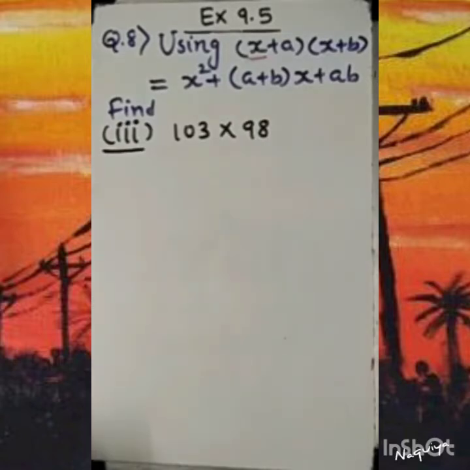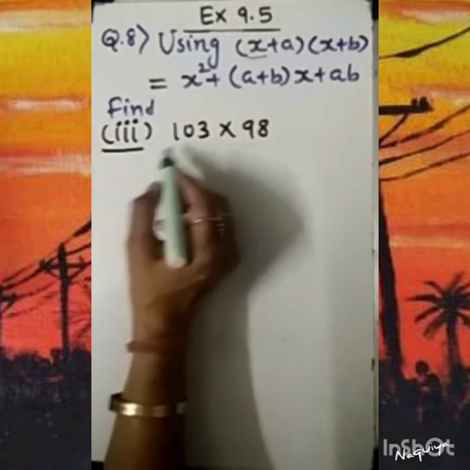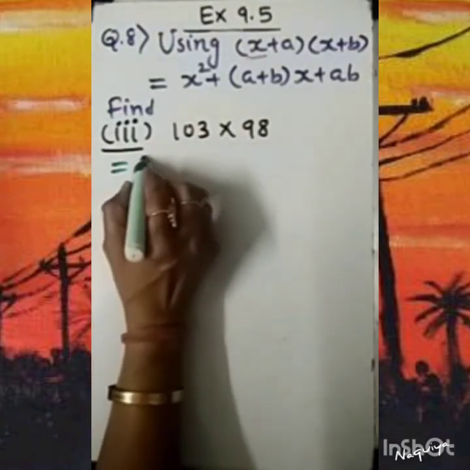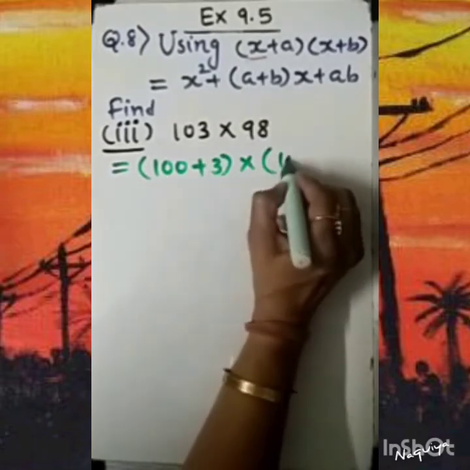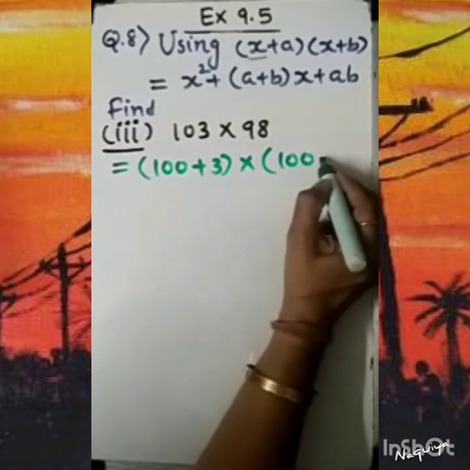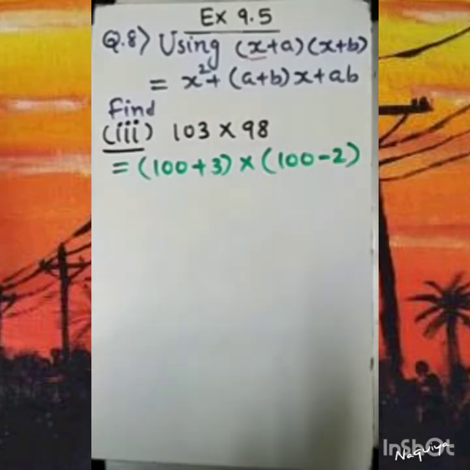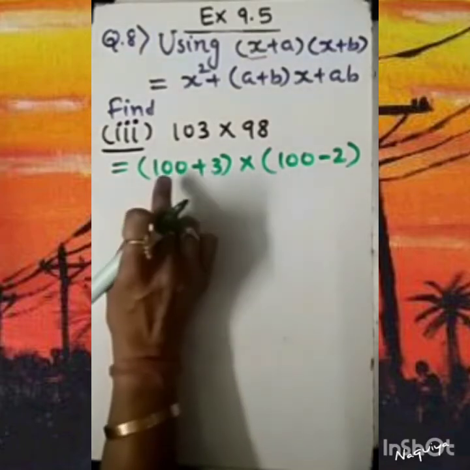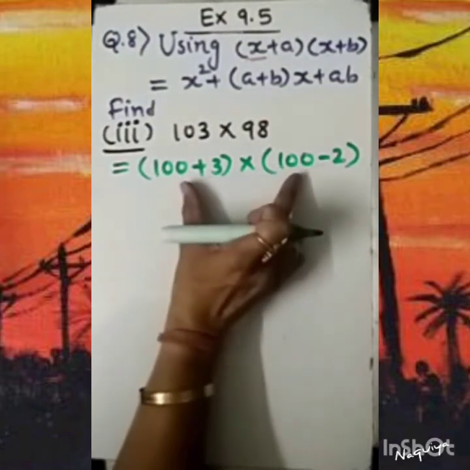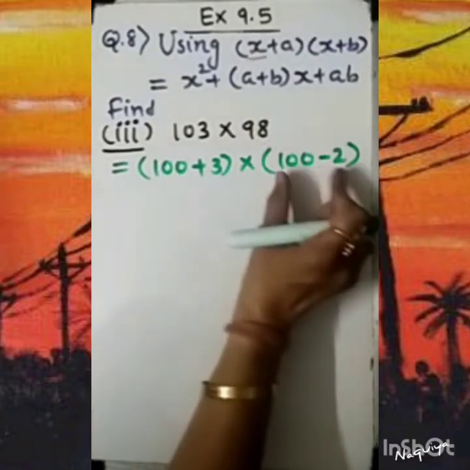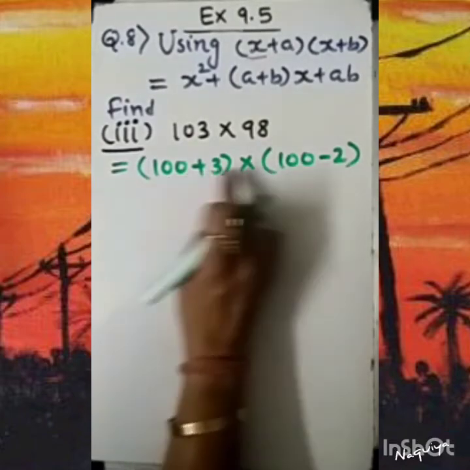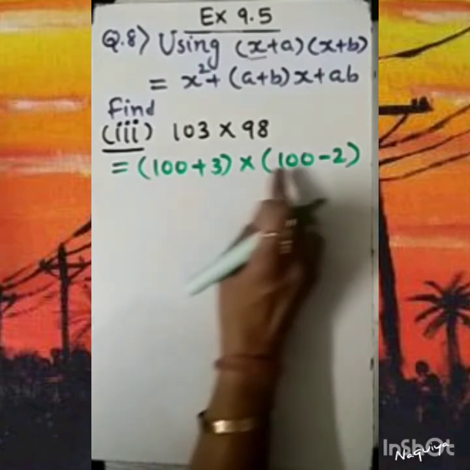So my dear students, here you can see the third part of question number 8 is 103 into 98. Okay, so let's find the nearest number of 103. Of course it is 100 plus 3. And what about 98? We can write the nearest to 98 is 100. 100 minus 2 gives the result 98. Okay, it's very important to bring the first term similar. So choose the numbers so that their sum or their subtraction should be the given number, and both of the brackets have a similar first term.